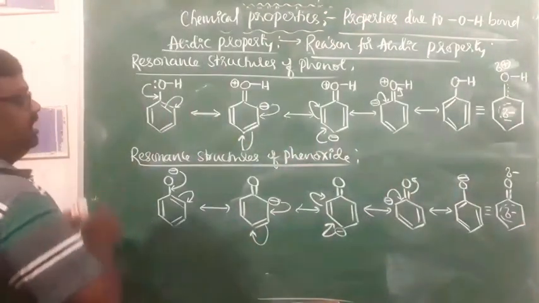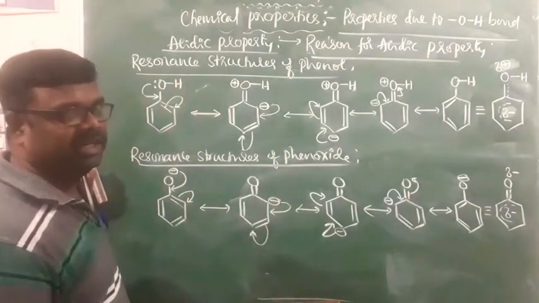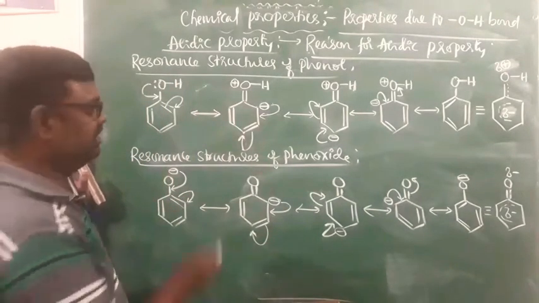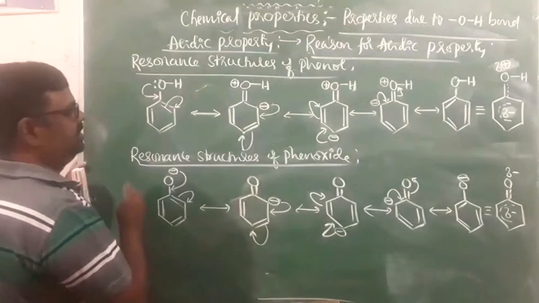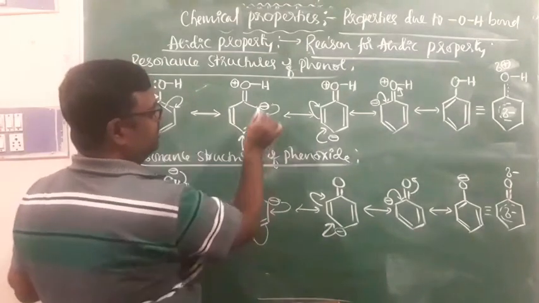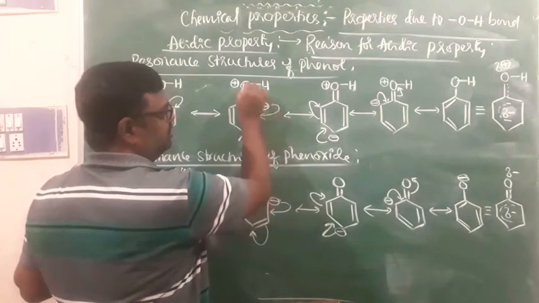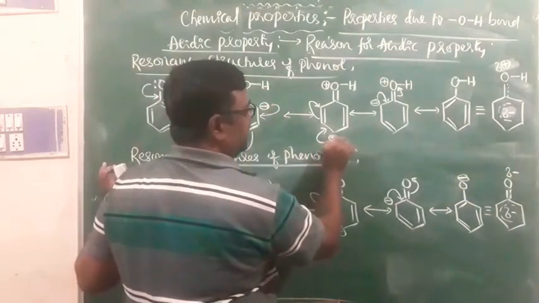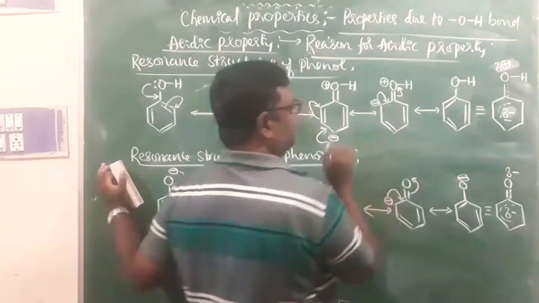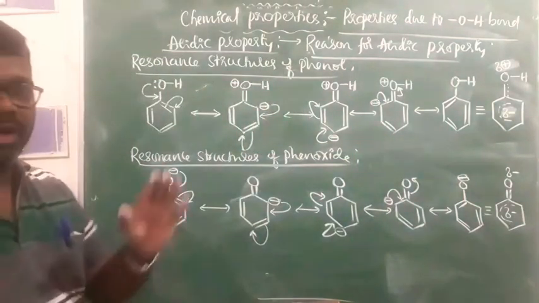At this moment, take a little look at the resonance structures of phenol, as it will be useful later. In these resonance structures, because of this resonance you will find a negative charge on the ortho position. This is the ortho position with respect to the OH, this is para, this is ortho. You can find a negative charge on the ortho and para positions.